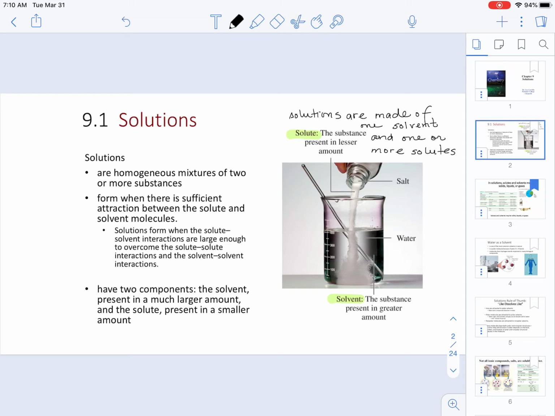Understand that in order for a solution or this homogeneous mixture to be made, the interactions between the solvent and the solute have to be stronger than the solvent to itself and the solute to itself.